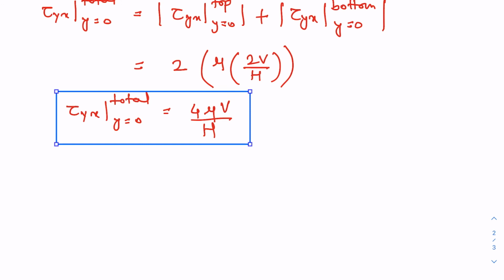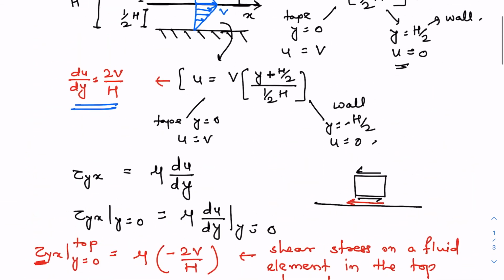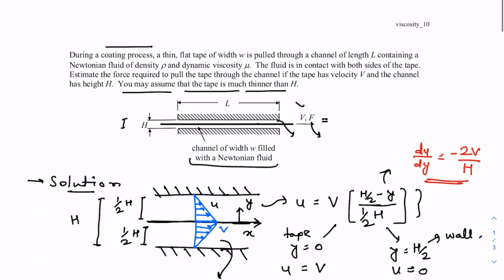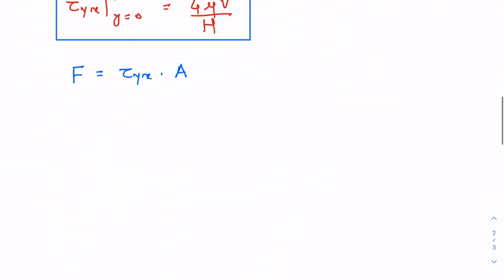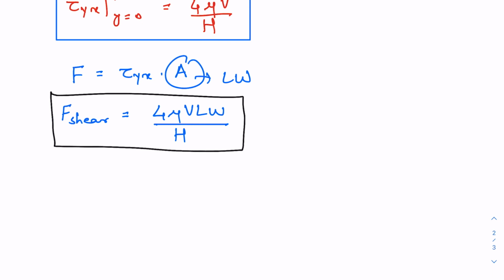So now if we want to find out the total force, force is nothing but tau, the shear stress multiplied by the area, and the area here is given because the length of this channel and the width w is given. So the area is just length times the width, and then the shear force acting on the tape comes out to be 4 mu v L W divided by H. So this is the expression for the shear force acting on the tape.